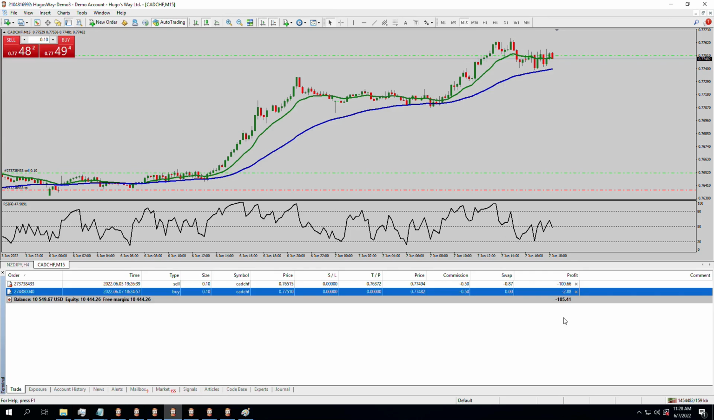Now, in the end, this has not really affected my margin, so I have no problem going into the next random trade while we watch this trade recovery play out.